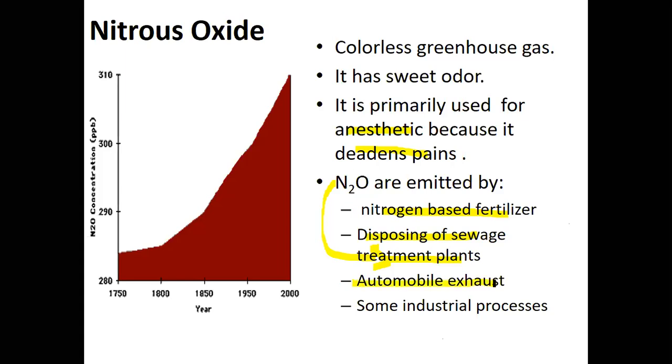Then from automobile exhaust also N2O can be emitted, because all of you know that NOx can be emitted during the combustion process, whether in a coal power plant or in any combustion process. One of the nitrogen oxides can be N2O. And during some industrial processes also N2O is emitted.